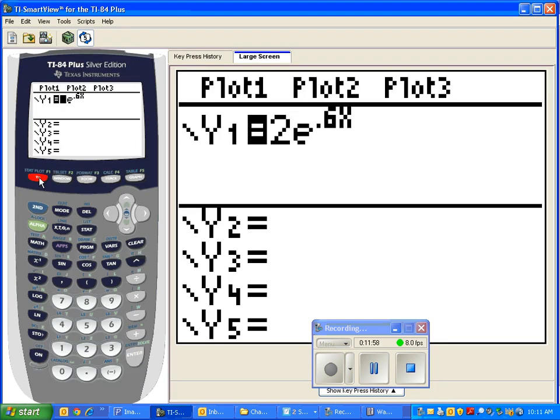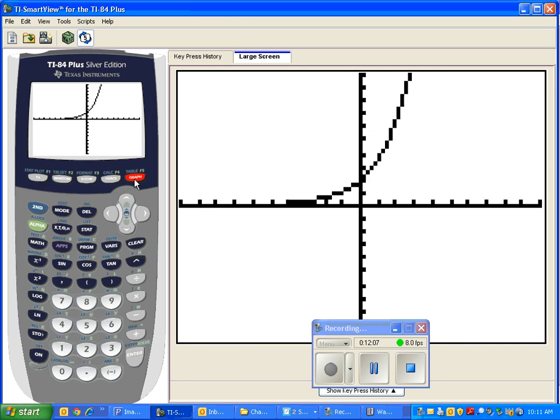Oh, look, I still have it in from last period. That's nice. You have 2 times e raised to the 0.6x power. And then you're going to press the graph button. I have my window in Zoom Standard. To get the actual points, it's not a bad idea to go out to the table. By looking at this graph right now, I could see that what Grace predicted is correct. As x increases, so do my y values. This graph goes up. It is totally exponential growth, so good job.